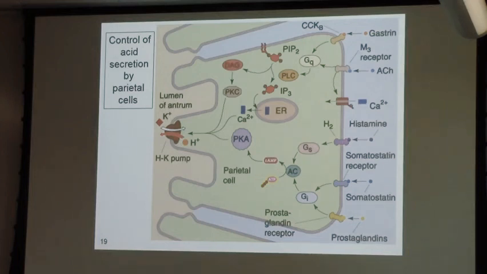Histamine is coupled to GS. Now we could go through the GS story, but it's adenylyl cyclase, production of cyclic AMP, a different kinase, not PKC in this case, PKA, that phosphorylates probably the same substrate that leads to exocytosis of the proton potassium pump into the apical membrane. So I do want you to know that gastrin and acetylcholine are GQ coupled, and histamine is GS coupled.